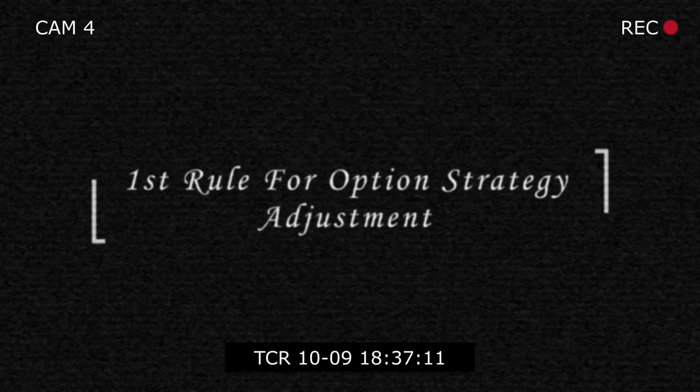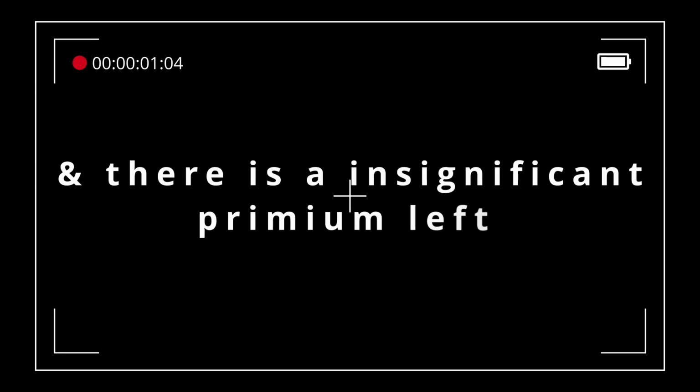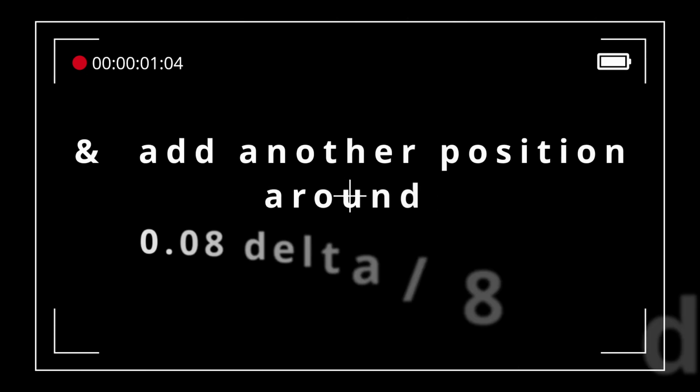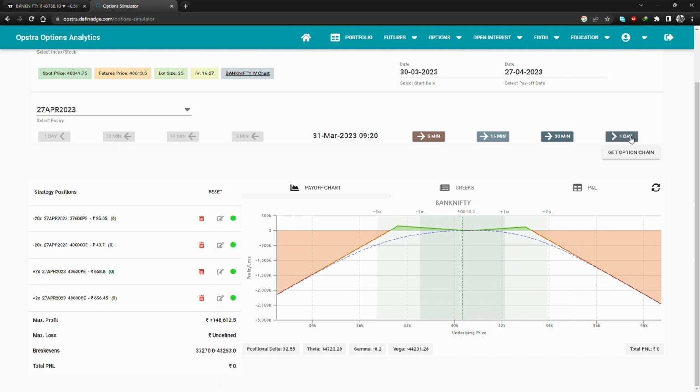Let me introduce our first rule: whenever the premium drops and there is insignificant premium left in the sell positions, we are going to square up those sell positions and add another position around 0.08 delta, as well as add a two lot buy position of call and put at the money. Keeping in mind this rule, let's move on to our next state in the simulation.